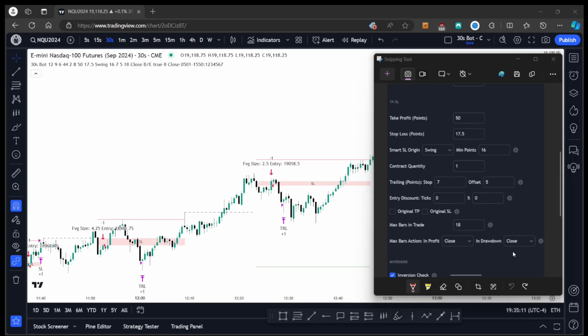If you're in drawdown, which is the second option, you could choose to close the trade right away. You could try to have the strategy set the stop loss to break even and exit for break even, or you can disable that setting entirely, depending on your preference.